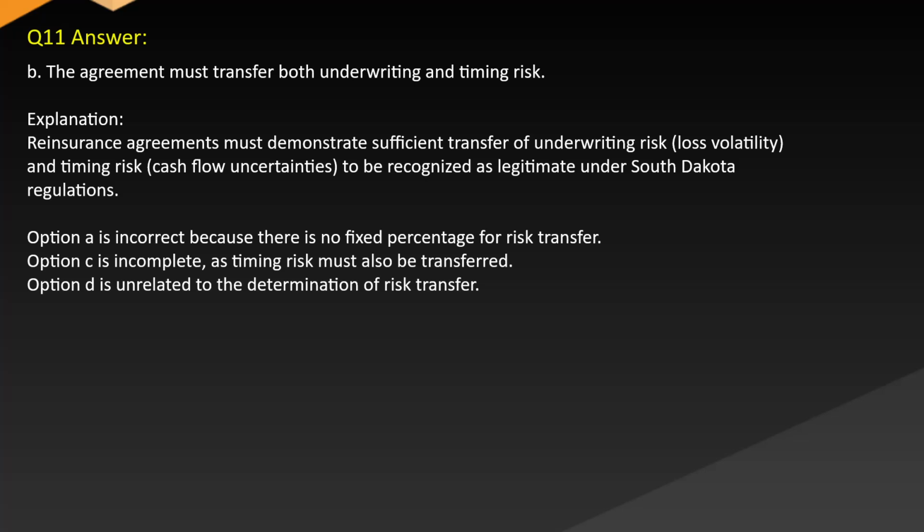Option A is incorrect because there is no fixed percentage for risk transfer. Option C is incomplete as timing risk must also be transferred. Option D is unrelated to the determination of risk transfer.